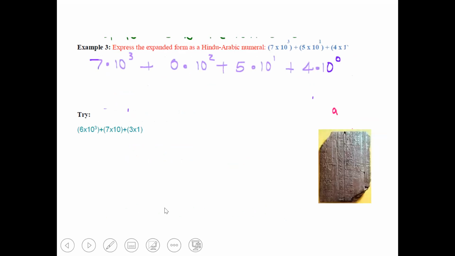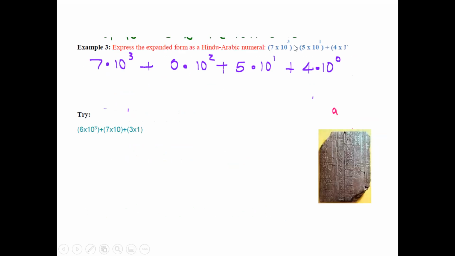All right, let's go into the next part. For example 3, express the expanded form as a Hindu-Arabic numeral. First thing that we're going to do in this situation is we are going to expand it. So you have 7 times 10 to the 3rd, 0 times 10 to the 2nd, 5 times 10 to the 1st, and 4 times 10 to the 0.